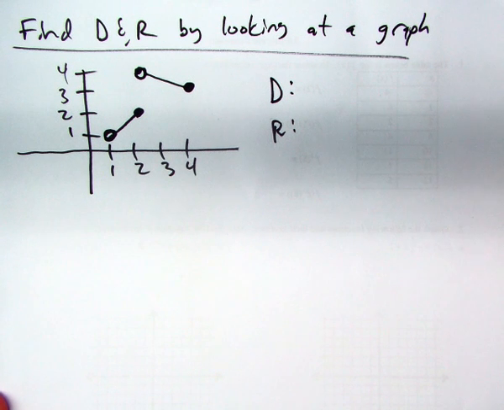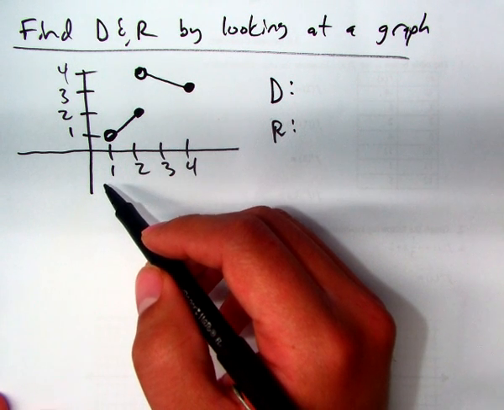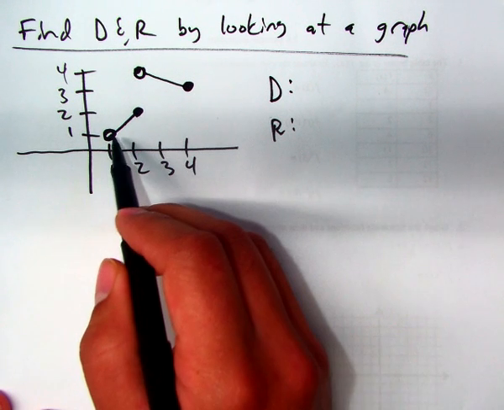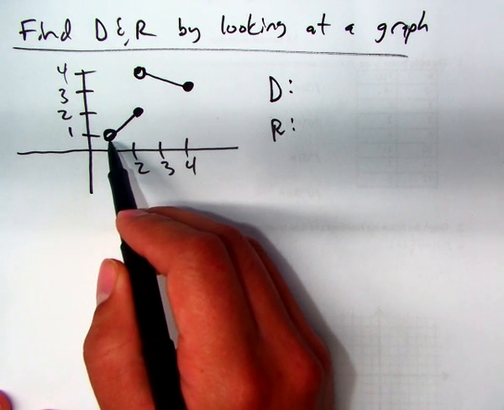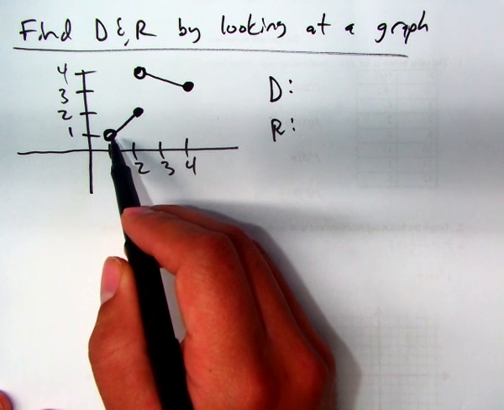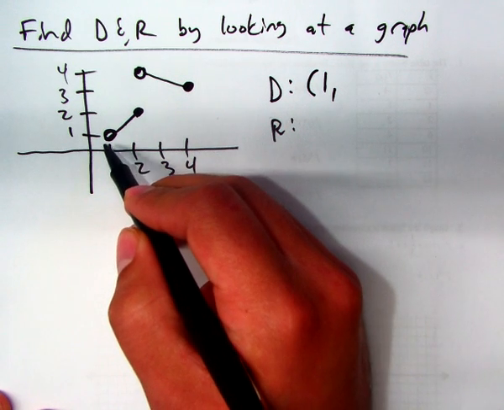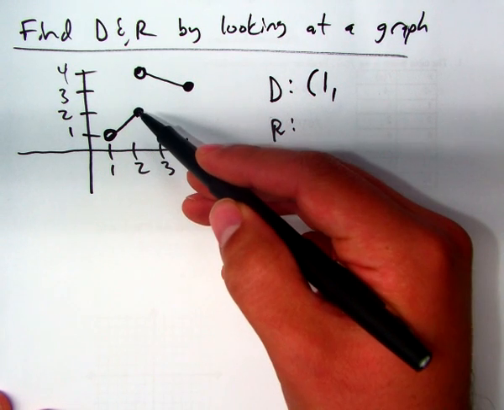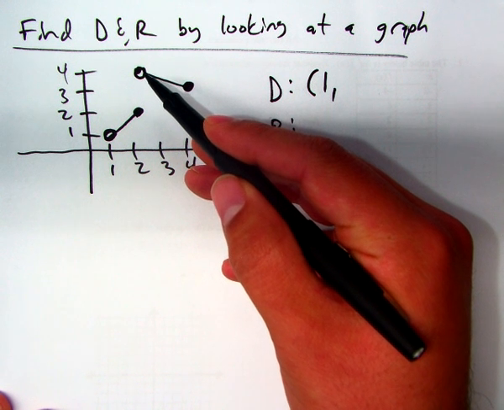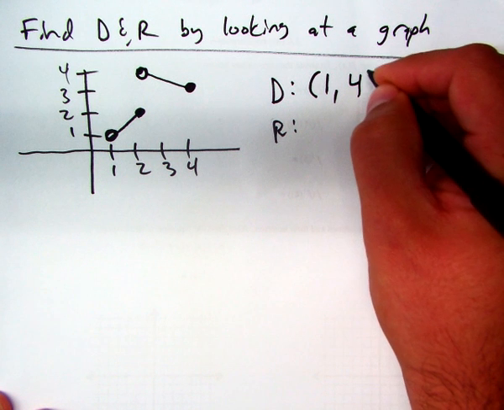So looking at the domain, which is what variable? X. What's the smallest x that you see? Okay. Is there any other place where x is 1 besides this point here? Is it open or closed? Good. So 1, and then looks like I'm stopping at 2, but it picks back up right here, right? And it keeps going to what? So then it's 4 with a bracket.